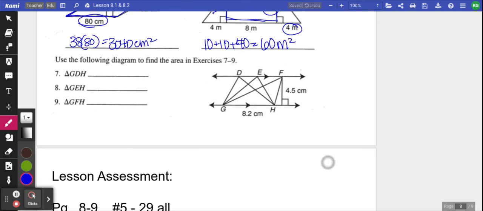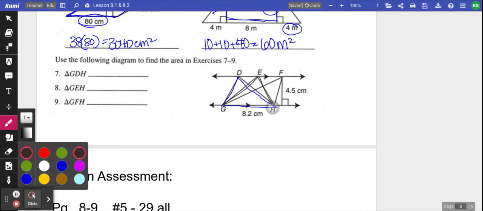So if you look at all three of these triangles, which is GDH, GHE, and GFH, you notice they all have the same height. And since they're all going from G to H, they all actually have the same base. So they are all going to have the same formula, which is half of 8.2 times 4.5.